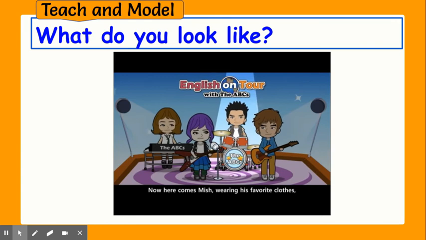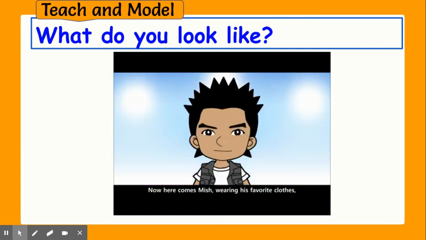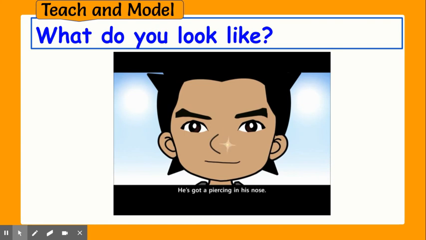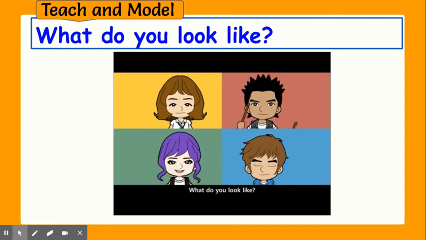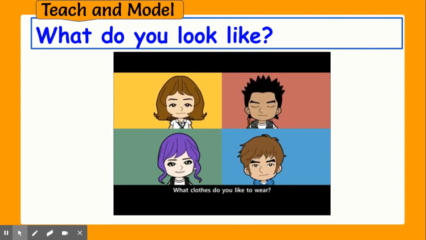Now here comes Mish, wearing his favorite clothes. His hair is black, his eyes are brown, he's got a piercing in his nose. What do you look like? What color is your hair? What do you look like? What clothes do you like to wear?